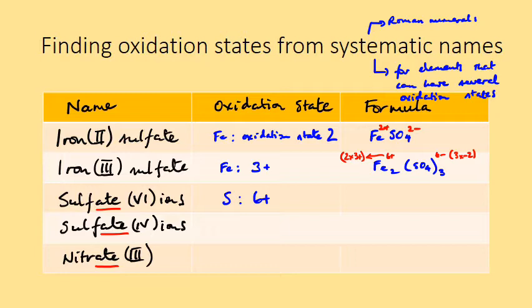So the sulfate 6 ion looks like this: SO4 2-. This would be the sulfate ion that we're familiar with. So this is going to be 4 times oxygens, nearly always -2, so that would be -8, which means this needs to be 6+, because we've got an overall charge on the ion of 2-.